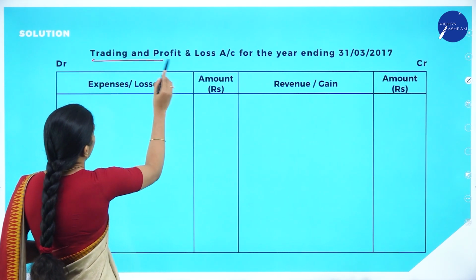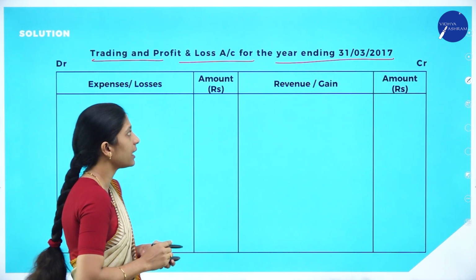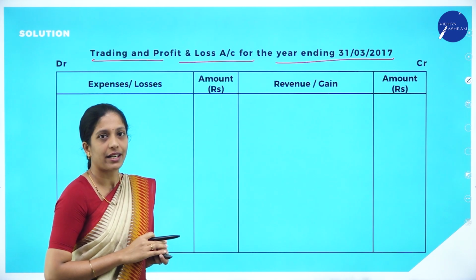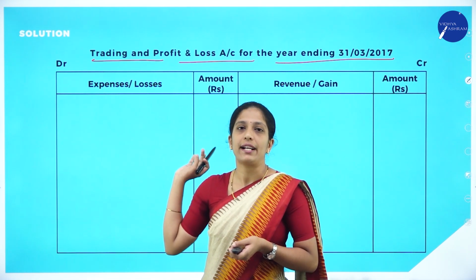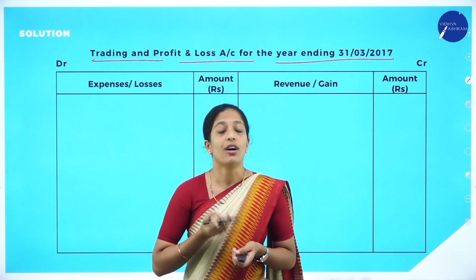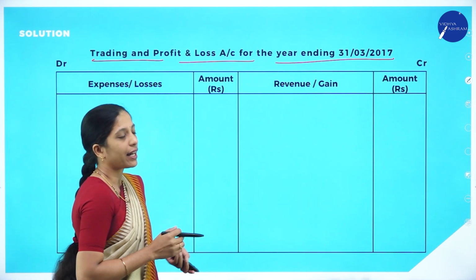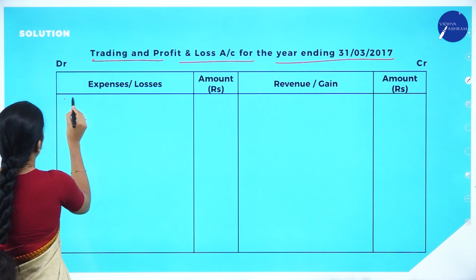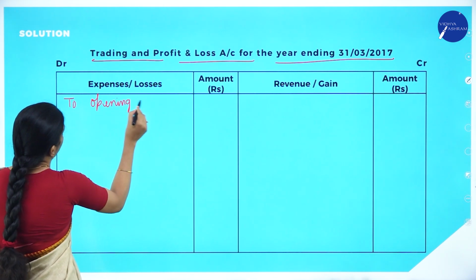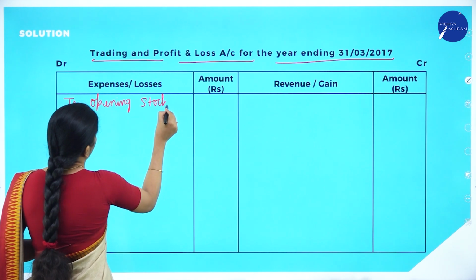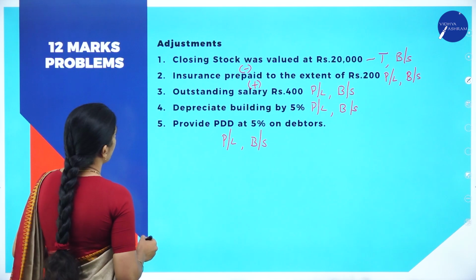So we'll write the heading: trading and profit and loss account for the year ending 31st March 2017. You'll be having debit as well as credit side. Under the debit side it is expenses or losses amount, and in the credit side revenue or gain or income amount. Okay, so we shall start with the trading account now. You will start with to opening stock, and the opening stock amount is 2,400.